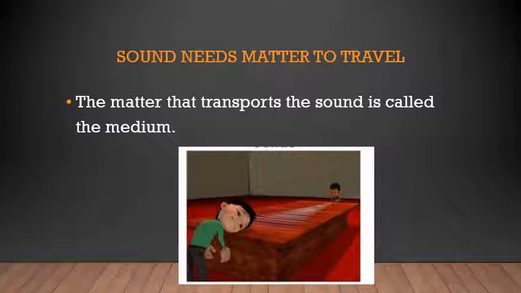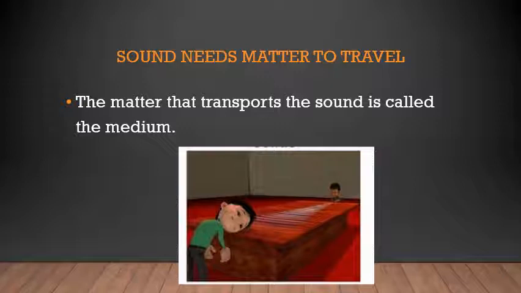Now, if you take the example of space, in space sound does not travel because there is no air, there is no medium for the transport of sound. Light does not need any medium, but sound needs a medium to move, because for the formation of the wave it needs matter to move. Understood? So that vibration will always travel through a medium. The matter that transports the sound is called the medium.